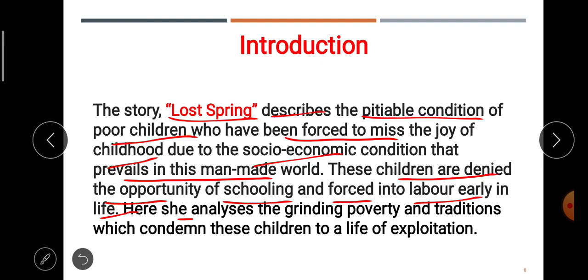In this chapter, the author analyzes the grinding poverty and the traditions which condemn these children, the traditions which force and compel these children to a life of exploitation. They are exploited brutally and inhumanly.